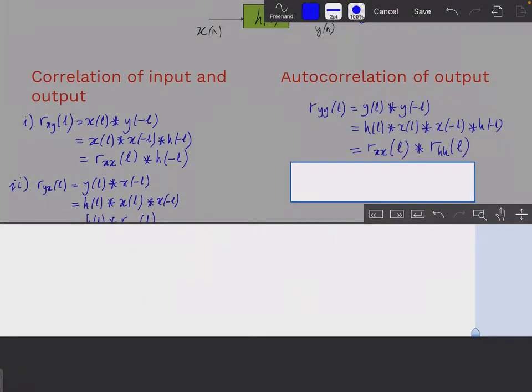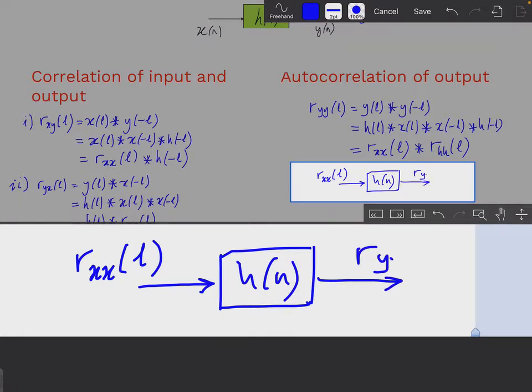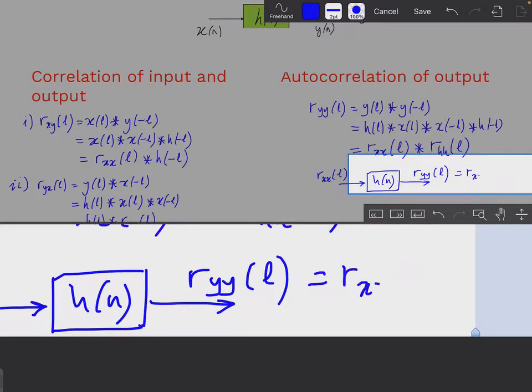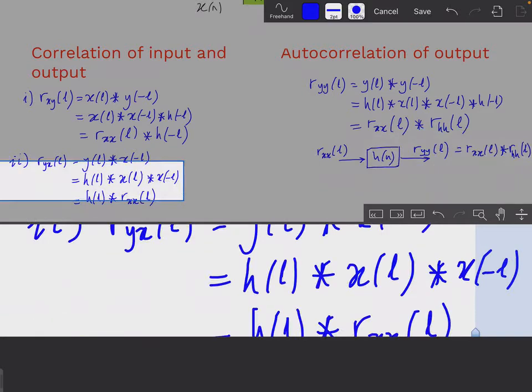So that means if we have a signal that we input to a system which has an autocorrelation of Rxx of L, and we have a system, a linear time invariant system, H of n, the output autocorrelation will be equal to Rxx of L, the input autocorrelation sequence, convolved with the autocorrelation of the system.